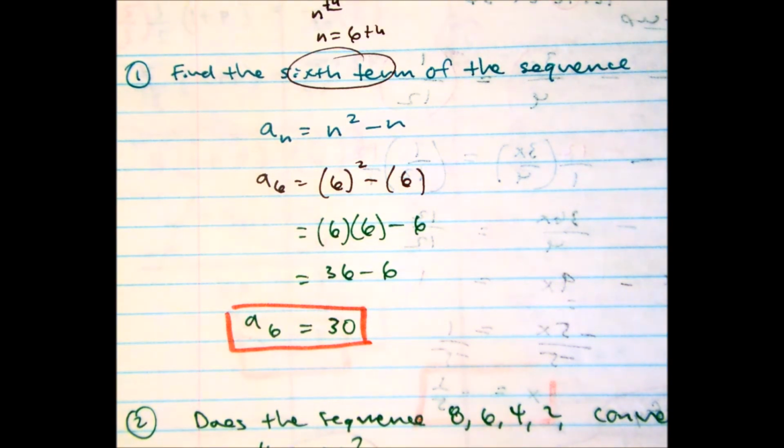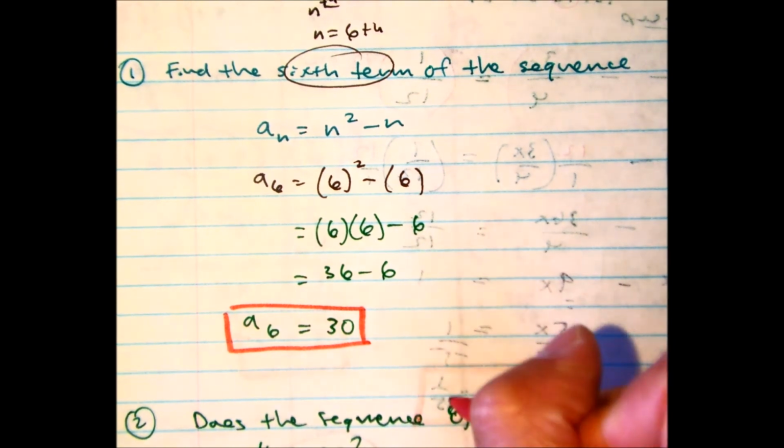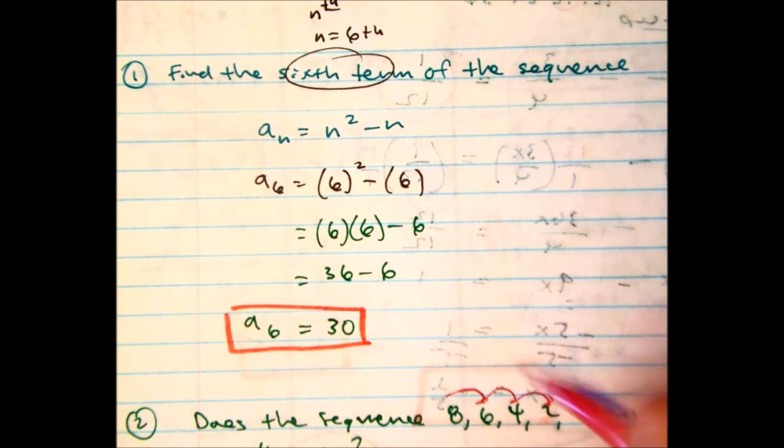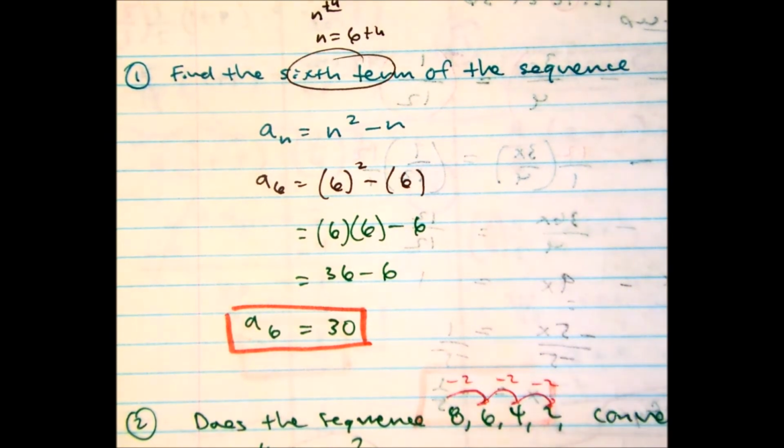Alright, question number 2 says, does the sequence 8, 6, 4, 2 converge or diverge? This will be tomorrow's lesson. But you can go ahead and look at your maps there on 8.4. I'm opening up my map. And something you should recognize is what's happening to the numbers. Okay, they are decreasing, but what's happening from each of these? Okay, someone said subtract by 2.